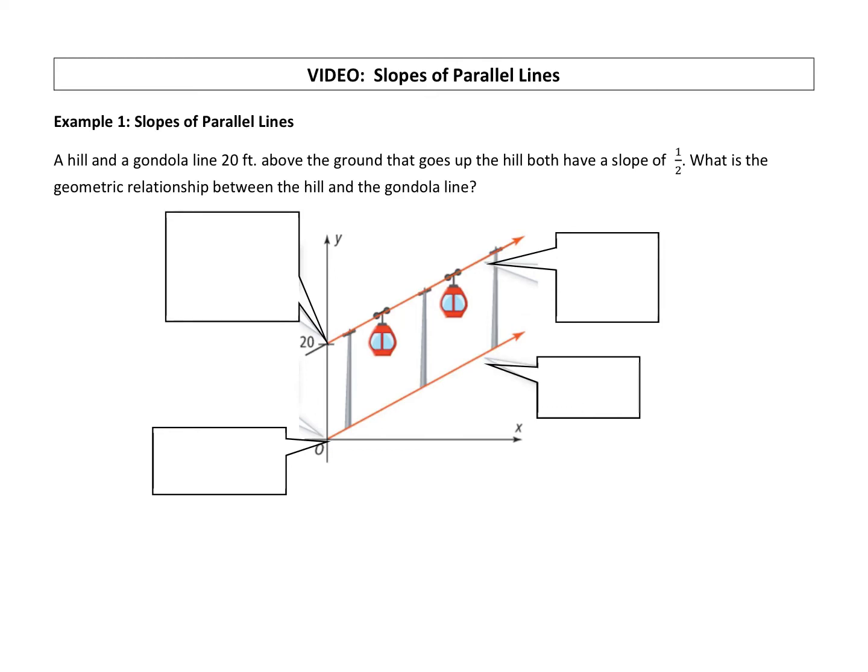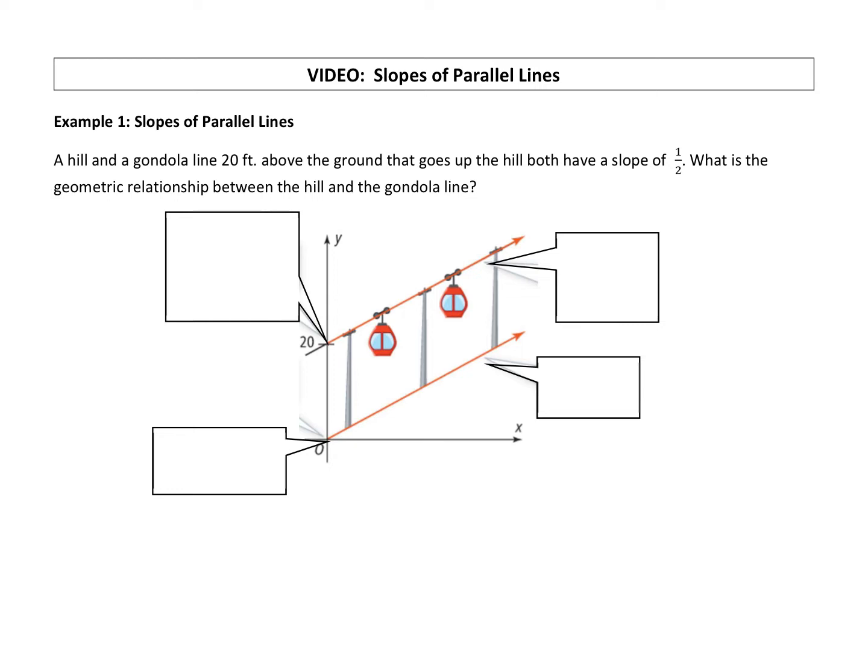All right, we're going to take a look at slopes of parallel lines in this first example. A hill and a gondola line 20 feet above the ground that goes up the hill both have a slope of 1/2. What is the geometric relationship between the hill and the gondola line?